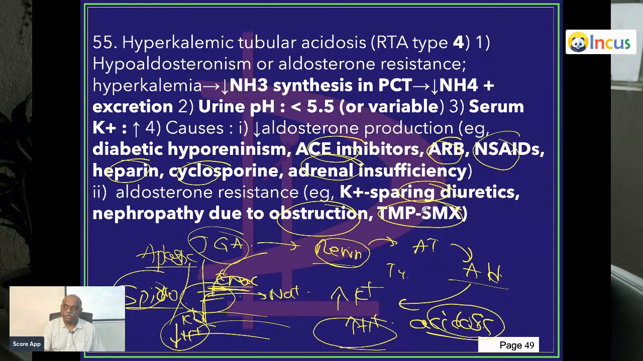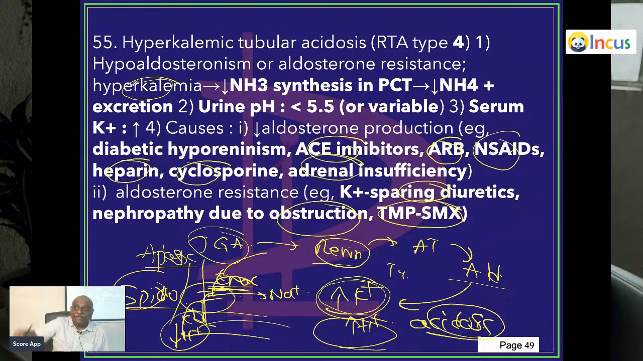Now, doctor, there is one important thing you need to remember about type 4. In type 4, all this potassium, unable to be secreted, becomes collected in the blood. That leads to hyperkalemia. Now, hyperkalemia also has an effect on the proximal convoluted tubule.